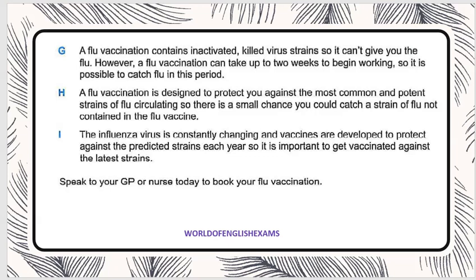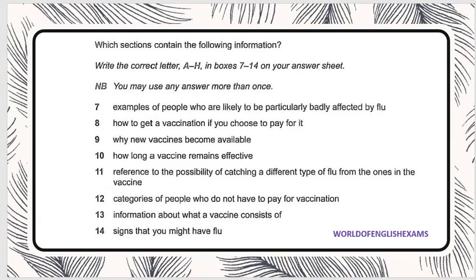A flu vaccination contains inactivated killed virus strains, so it can't give you the flu. So what are the contents of a vaccine? Inactivated killed virus strains. Oh, I think we have seen the question or a similar meaningful one. Okay, so let's see. 7th question is over. Then we got the answer for the 8th question as well. The 9th, new vaccines. Did we get anything about new vaccines? No, not yet. 10th one also we have found the answer as F.